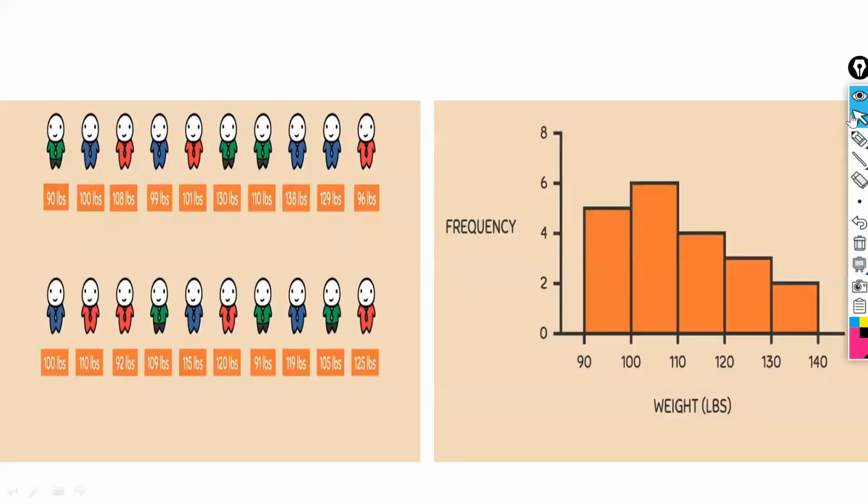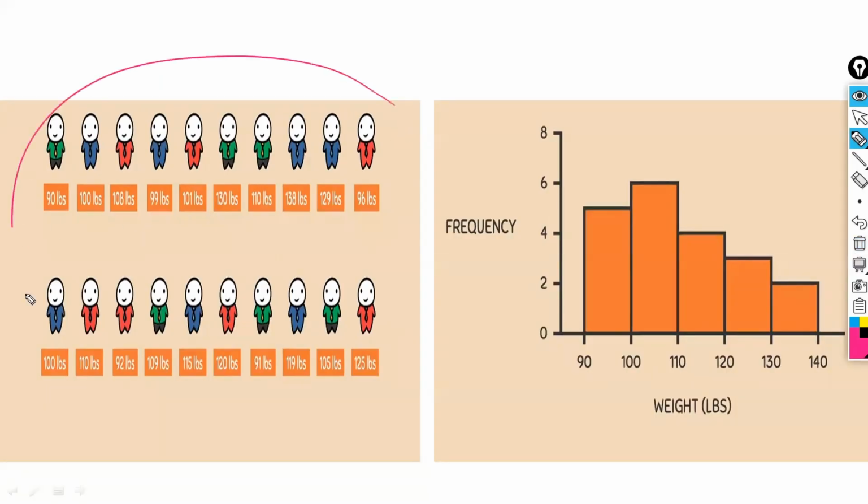Now here we are dealing with a continuous variable, whatever the continuous variable is, that is 90, 100, 108, 99. These are the weights of the students, the weights of 20 students. Their weights are in terms of lbs, not in terms of kgs. So here I have the weights of the different students in terms of lbs.